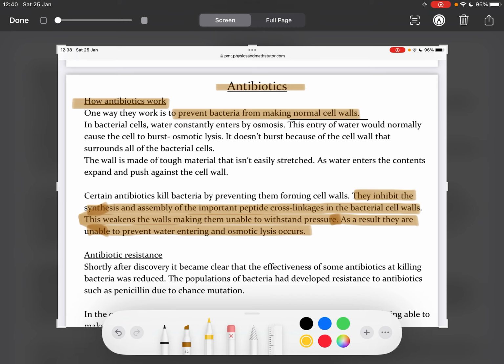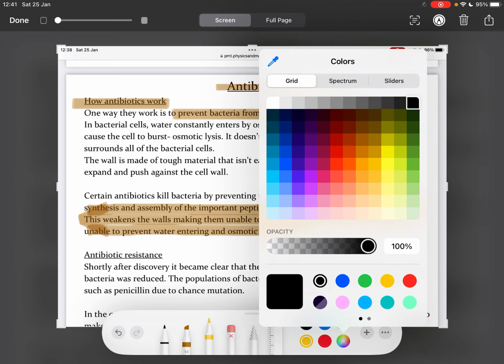Read only the highlighted part. How antibiotics work: they work by preventing bacteria from making normal cell walls. Why is that? Because they inhibit the synthesis and assembly of the important peptide cross-linkage in the bacterial cells, and so this weakens the walls, making them unable to withstand pressure. As a result, they are unable to prevent water entering, and osmotic lysis occurs. If you don't understand, do not worry. We're doing it once again.